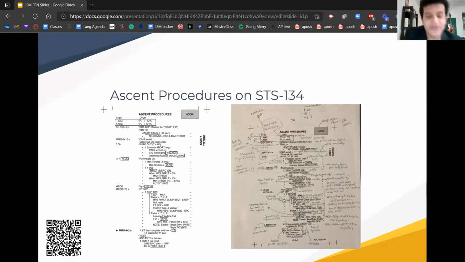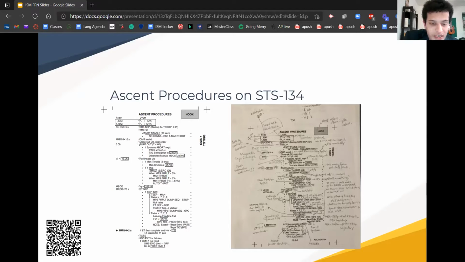And if it is not stable... the important thing about this checklist is it not only tells the crew what to do when everything goes right, but it gives a whole plan for every single step that needs to be taken when anything can go wrong. So throughout this page, we can see many uses of the word if. So if this goes wrong, then do that. If this goes wrong, then do that. If not, then you can skip down to this bottom portion.